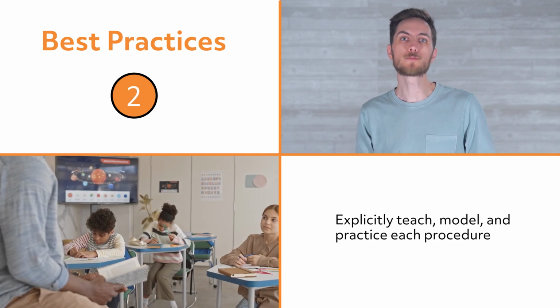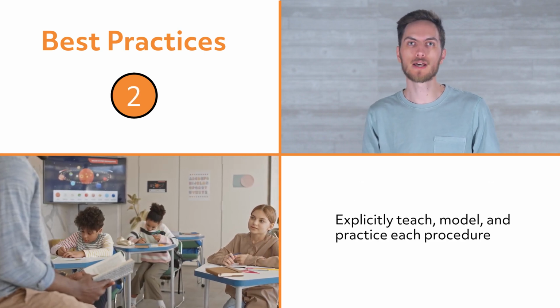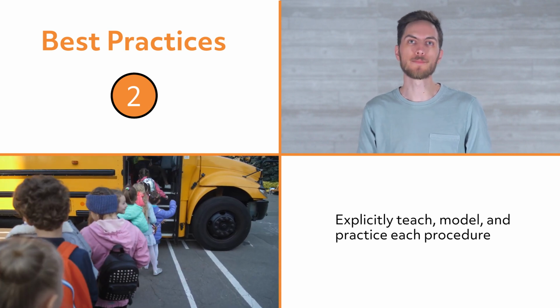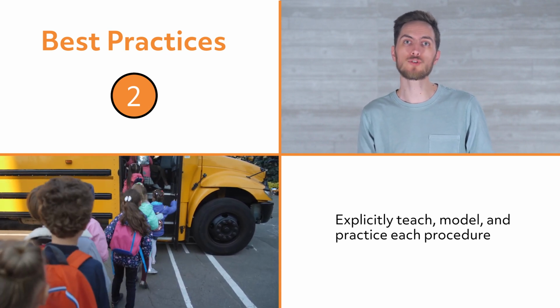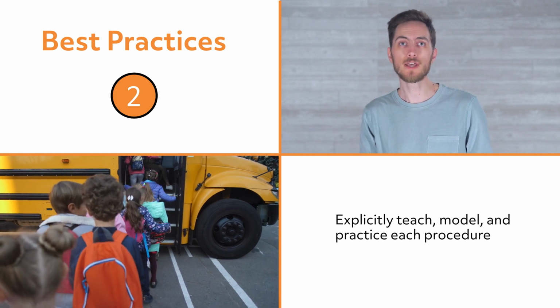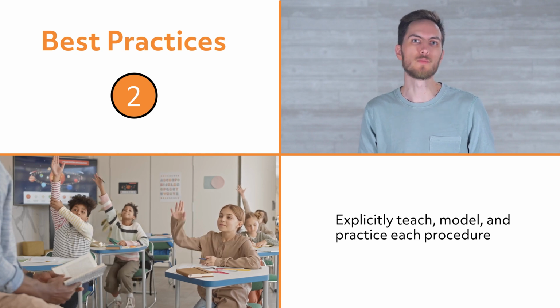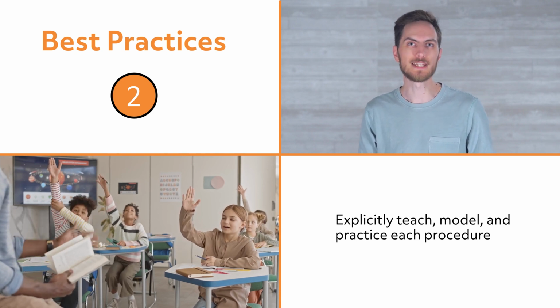Number 2, these procedures should be explicitly taught, modeled, and practiced. For example, if introducing a procedure for lining up at the door, the teacher should model how to walk calmly with the expected voice level and where each person should stand. Students should practice repeatedly with feedback and positive reinforcement as needed.